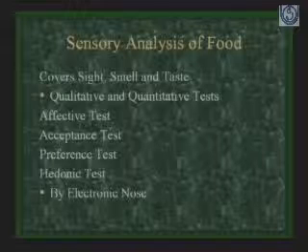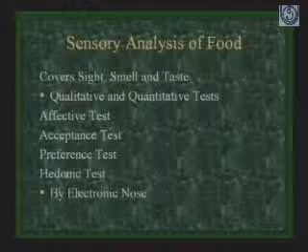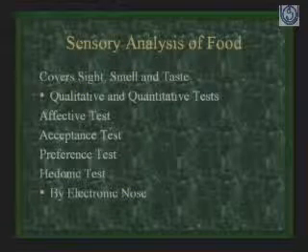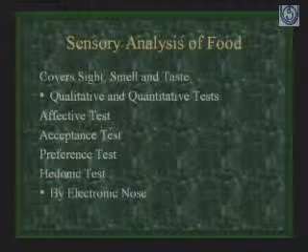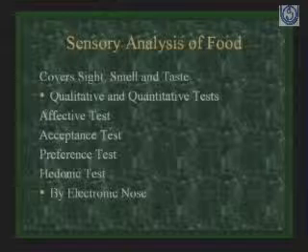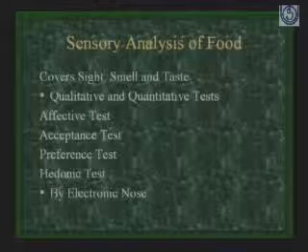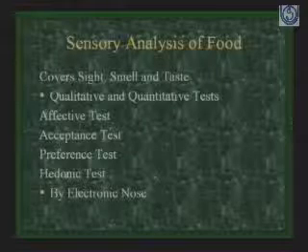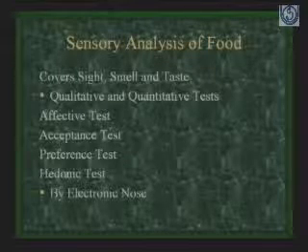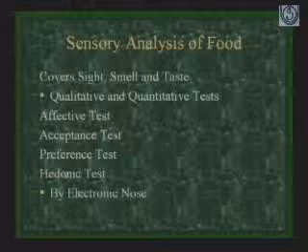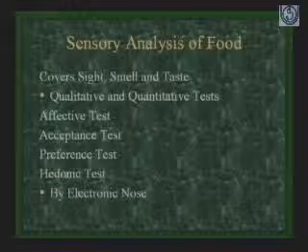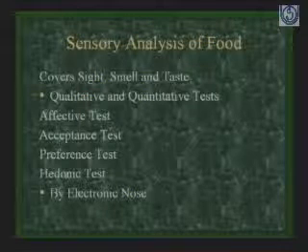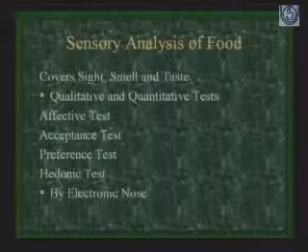Then another aspect of the food product is the sensory analysis of food. Sensory evaluation covers sight, smell and taste: how it looks, how it smells and how it tastes. It can be done qualitatively and quantitatively, both types of tests are there. And they are the affective test, acceptance test, preference test and hedonic test.